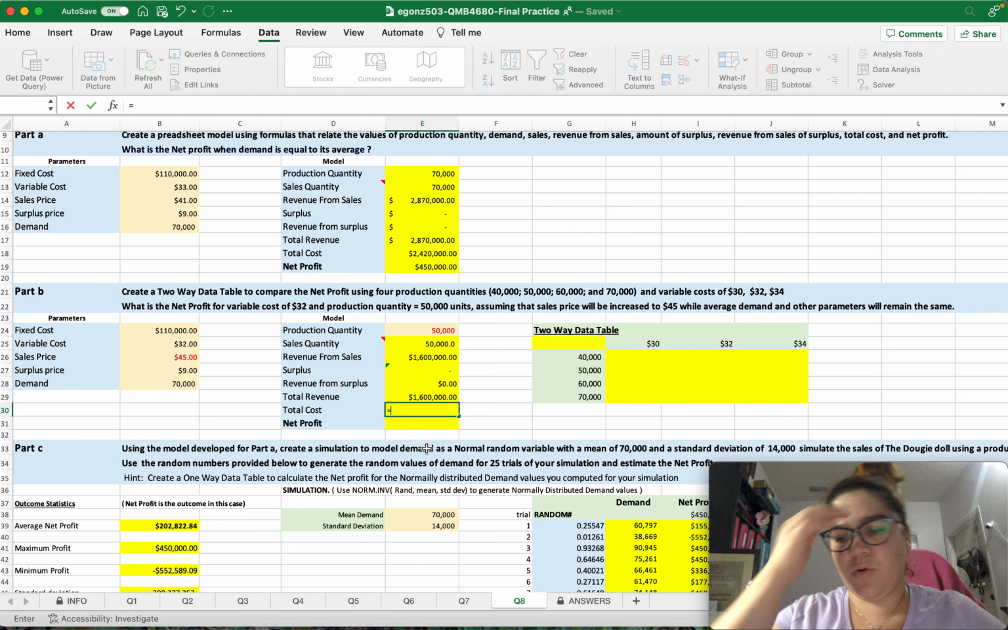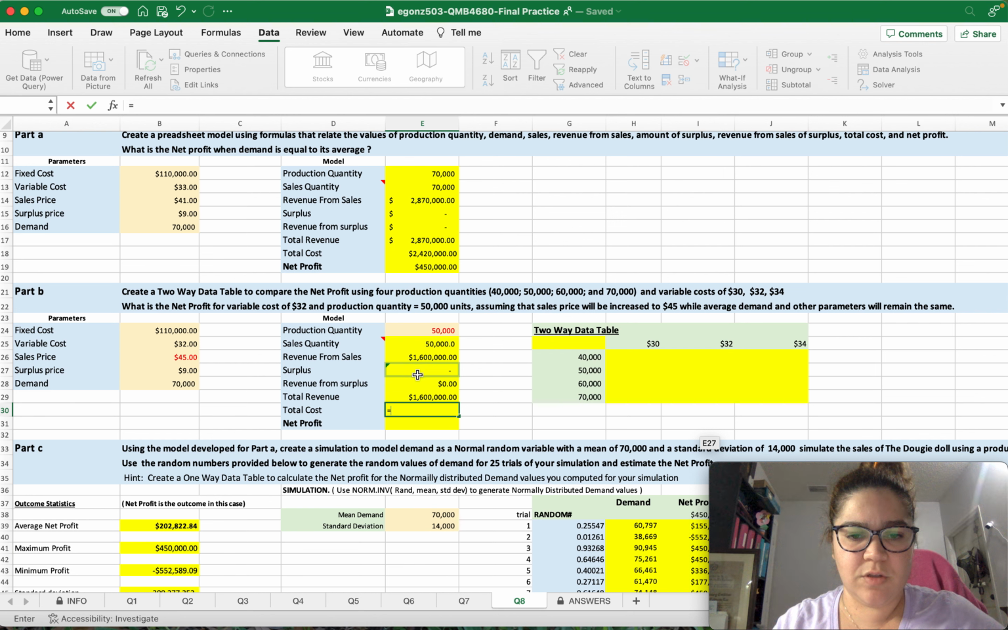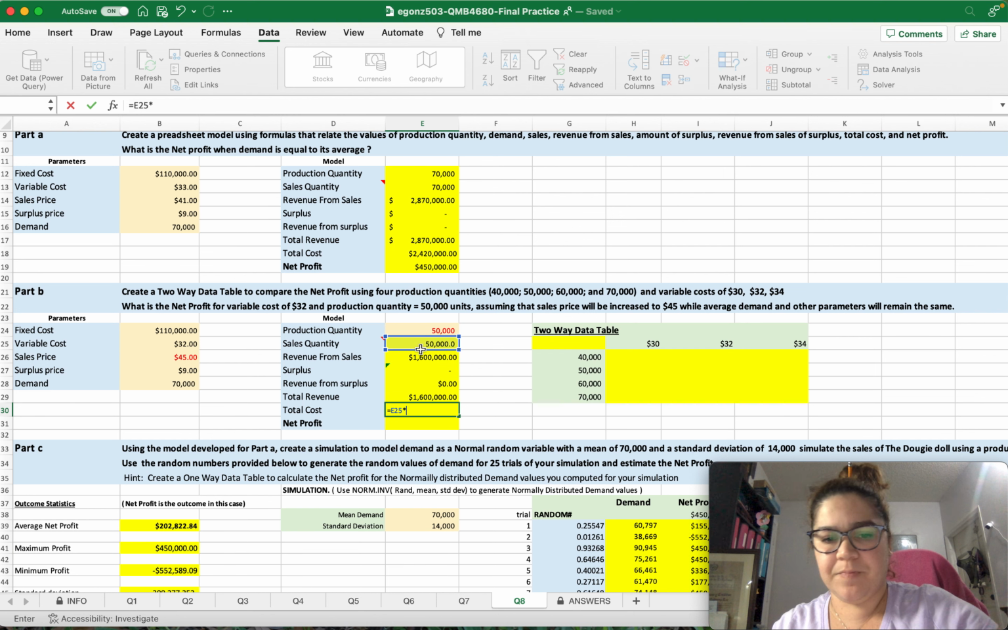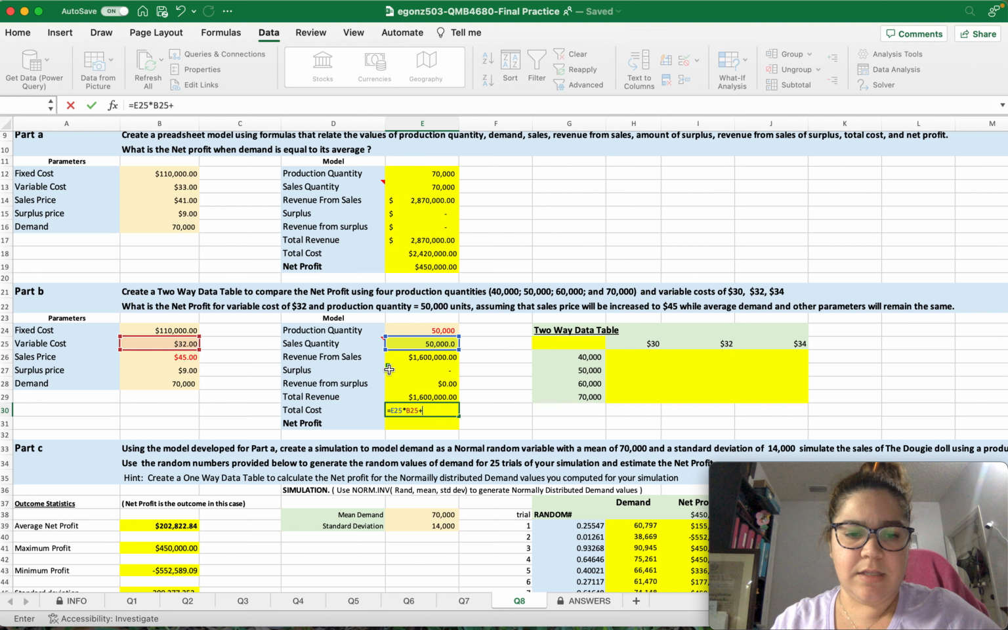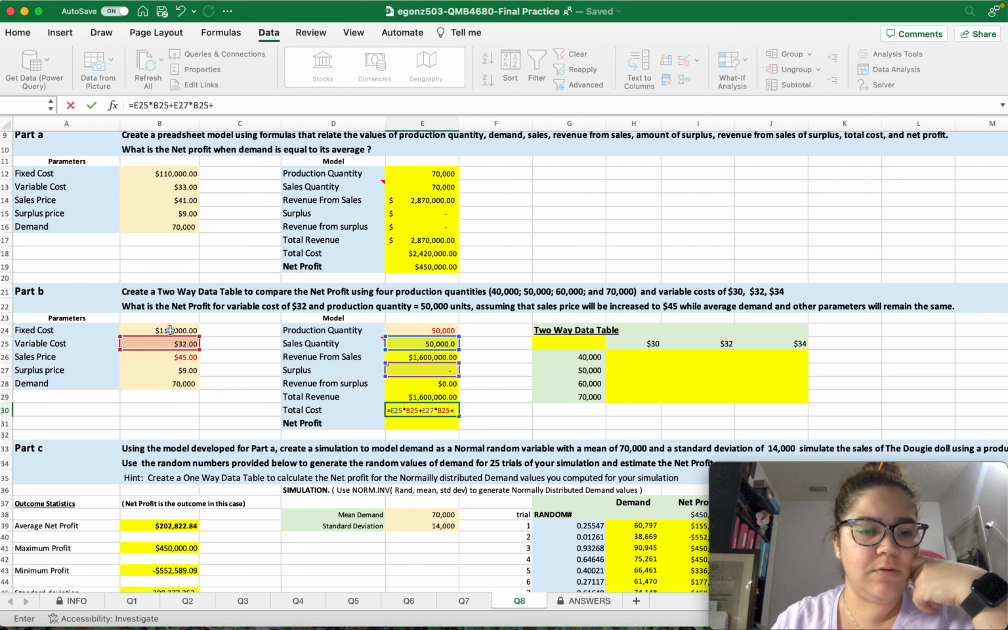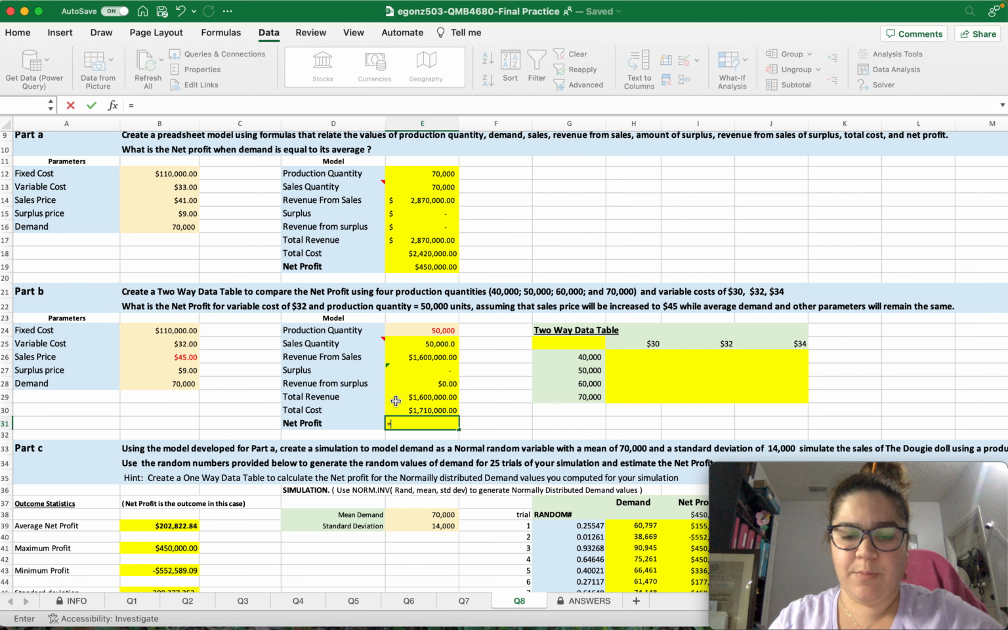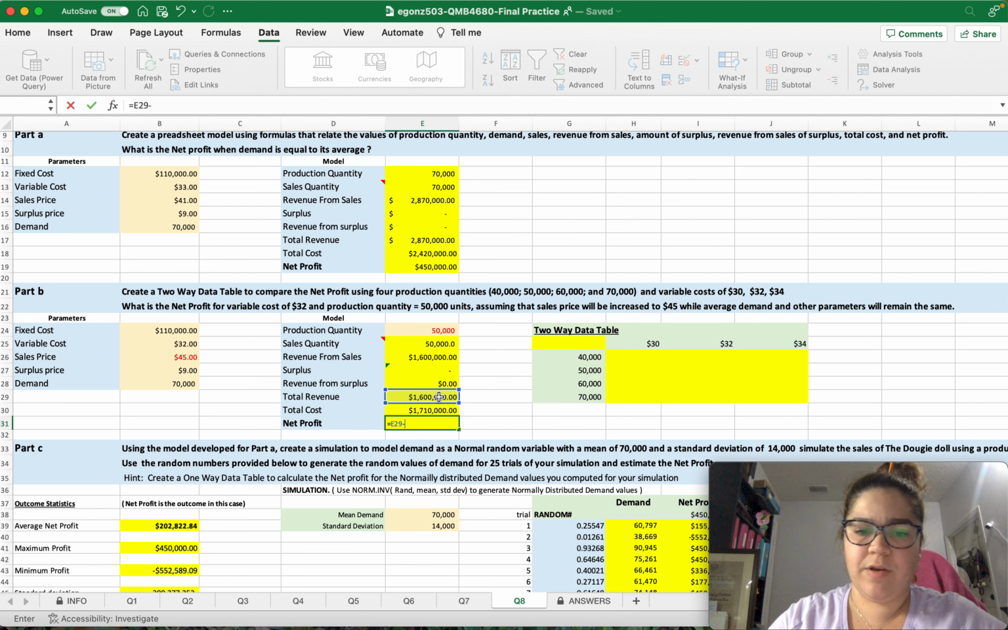And let's do the total cost again. Let's see if we get it right. So the total cost, I'm not going to look at my notes. It's the sales quantity times variable cost plus the surplus times variable costs plus what? Fixed costs. Now for my net profit, I'm going to do total revenue minus the total cost.